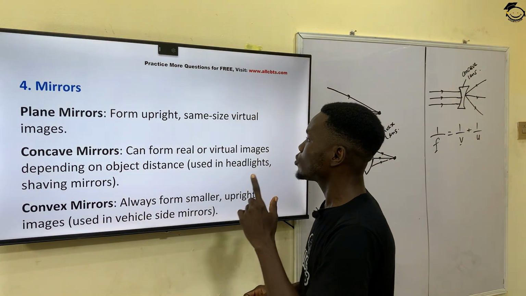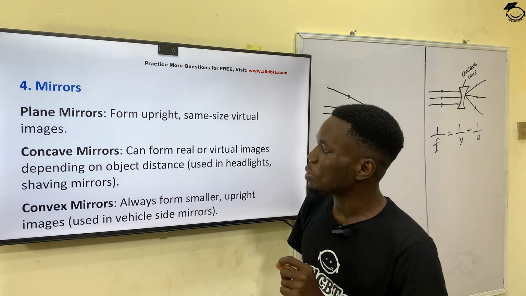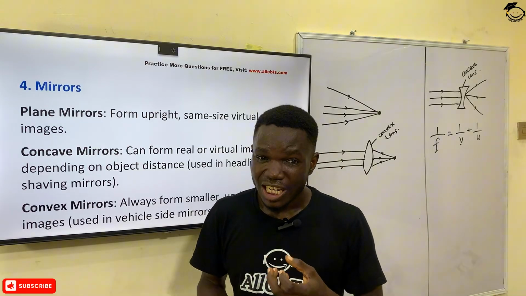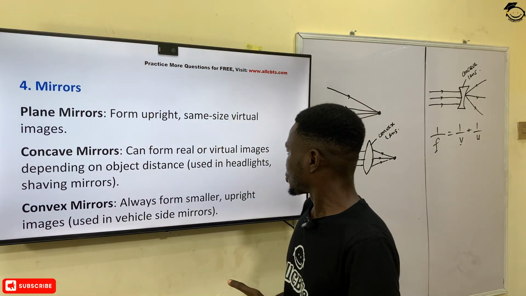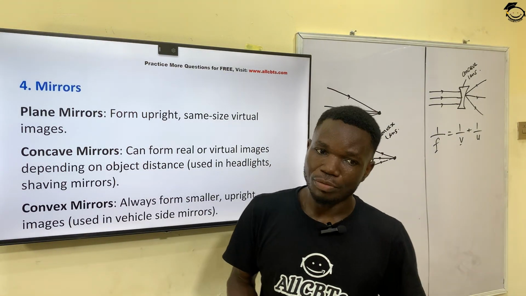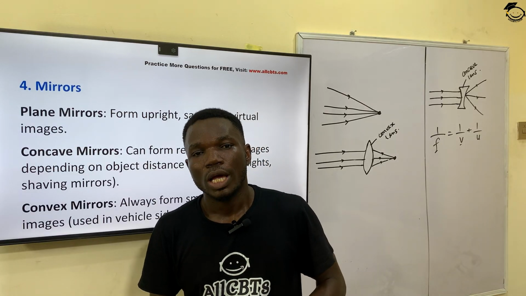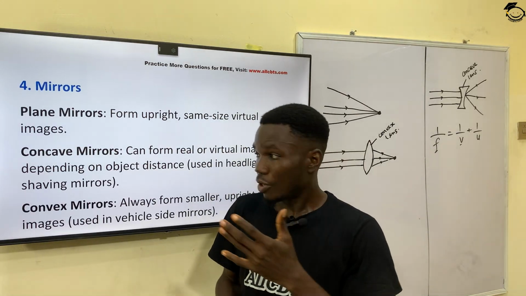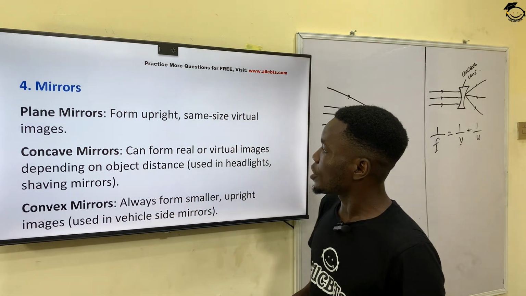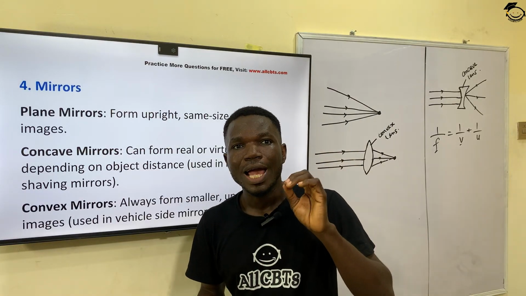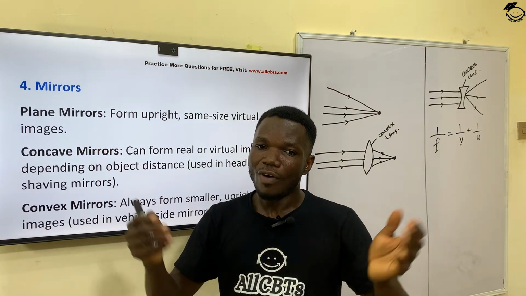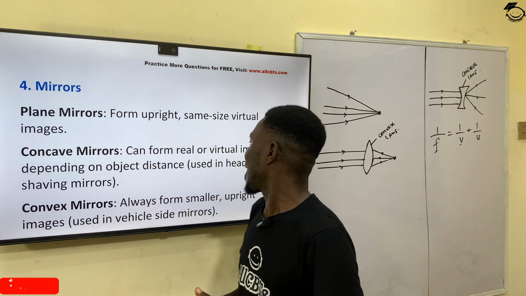So we have a concave mirror. Now your concave mirror forms real images or virtual images depending on the object distance. So the object distance is what determines the kind of image that a concave mirror will form. So they are used in headlights, or they are also used in shaving mirrors. If you have ever been to a good barber shop, they have concave mirrors, but in some barber shops they use plane mirrors instead of concave mirrors. So you see them in your headlamps. Your concave mirrors are present in headlamps so that they can divert lights from the headlights.